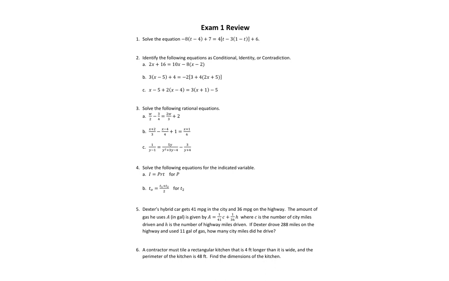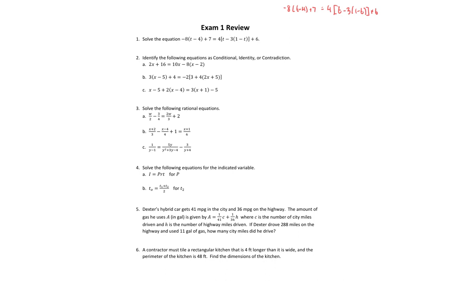So the first thing I'm going to do is work inside out, so I'm going to start with this bracket. Actually, first I'm going to rewrite it over here so I have space to work: negative 8 times (t minus 4) plus 7 equals 4 times bracket (t minus 3 times (1 minus t)) plus 6.